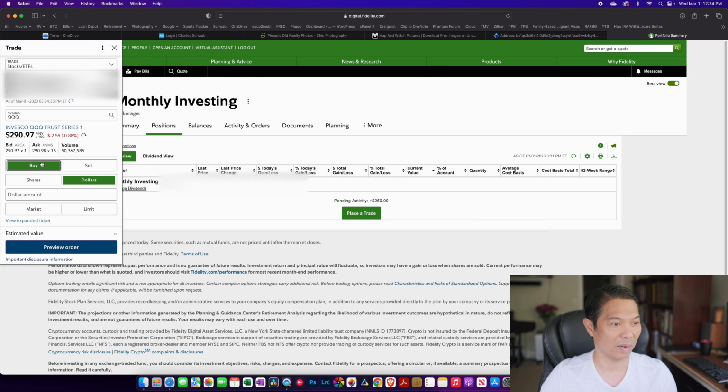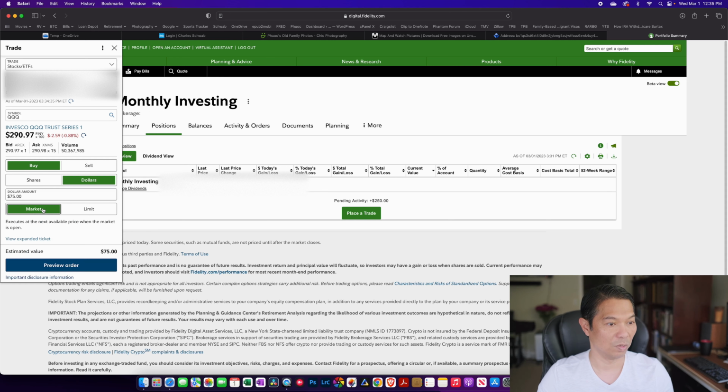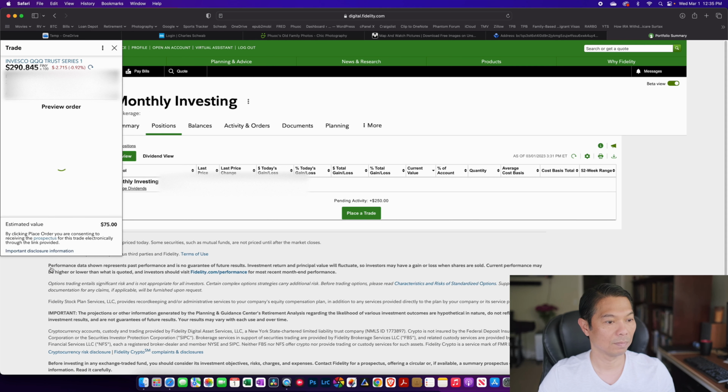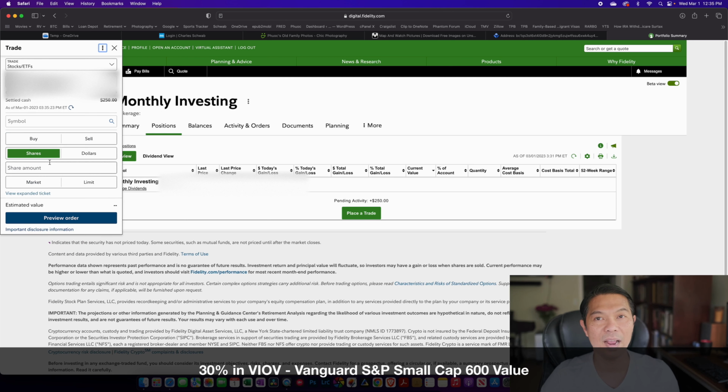So let's go ahead and buy 30% of large cap growth. 30% of 250 is going to be $75. And we'll do a market order. Get that placed. All right, it's done.